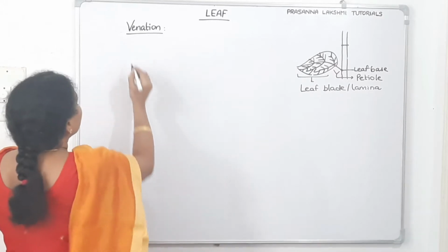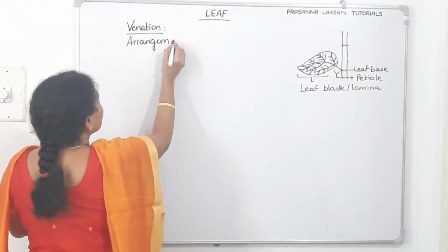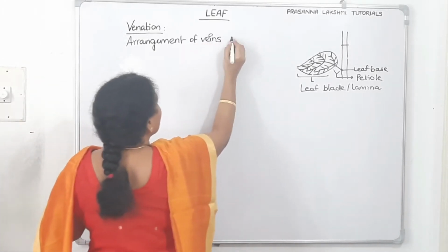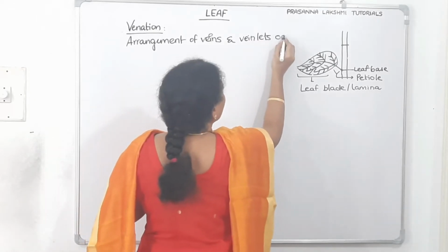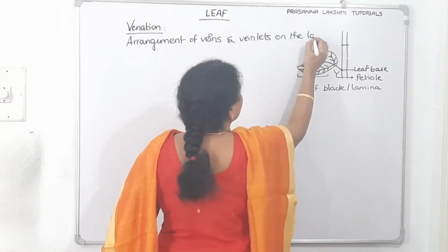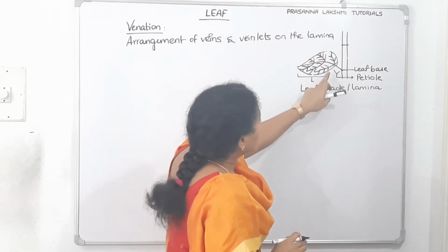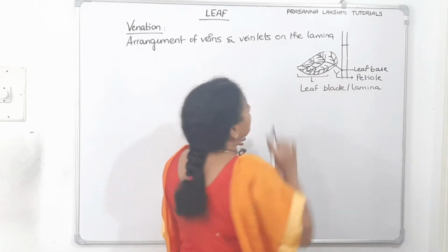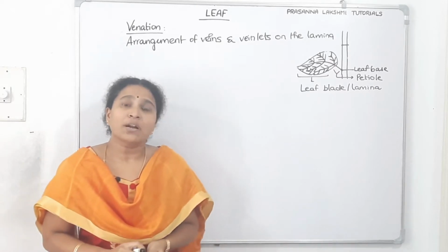Let us write down. Venation means it is the arrangement of veins and veinlets on the lamina. Here is the lamina. On the lamina, these are the veins and their branching is called veinlets. This is called venation.